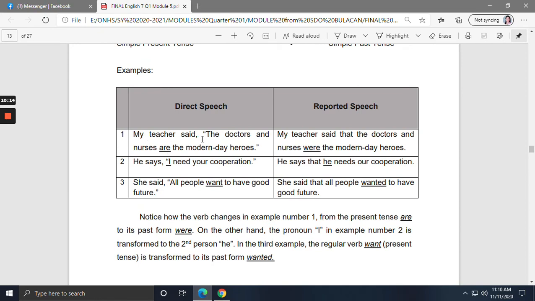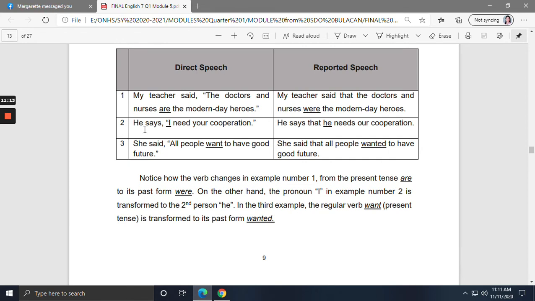Okay, another example. My teacher said, the doctors and nurses are the modern day heroes. So, the same with the examples a while ago. Just copy my teacher, change the comma into that. Then, since this one is in a word form, no need to change the pronoun. Just copy it. The doctors and nurses. Then are is in the present form. You need to change that into past form. The past form of are is were. The past form of is is was. Remember that. Are to were, is to was. So since this is are, we will be using were. Next, copy the remaining part of the sentence, the modern day heroes, then period. So from direct speech, it is now reported speech.